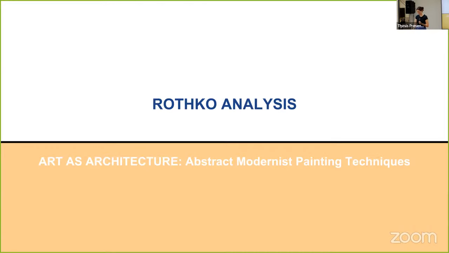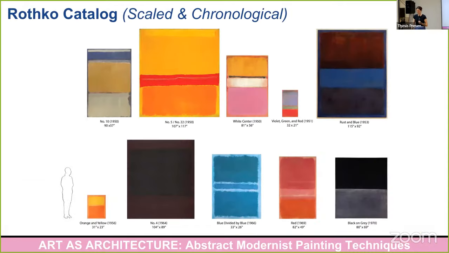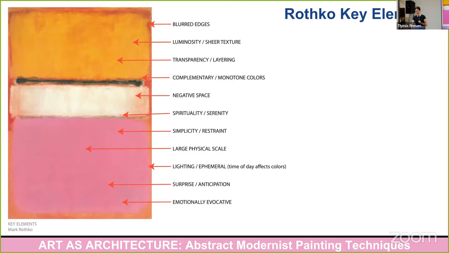So taking a closer look at Rothko's late works and how they can influence my project, I selected 10 of Rothko's paintings to be the focal point of my project based on their small differences, including variations in color, texture, negative space, and more, and organized them here chronologically. After doing a detailed analysis of each of these 10 paintings, I identified these 11 commonalities in both his technique and the effect on the visitor experience.